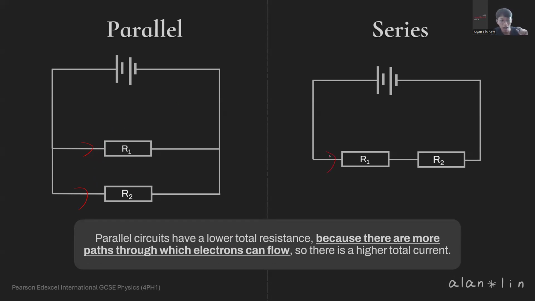And because there is only one path, the traffic is high. However, in a parallel circuit, we have more than one path, and so electrons can flow more freely, which is why in a parallel circuit, the total resistance is much lower, allowing for a higher current.